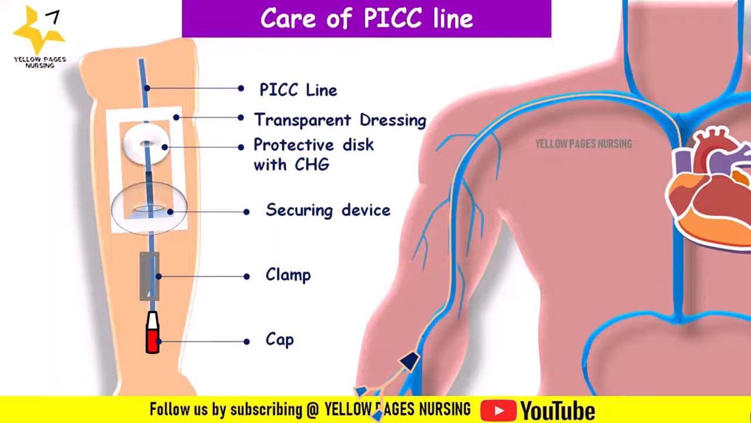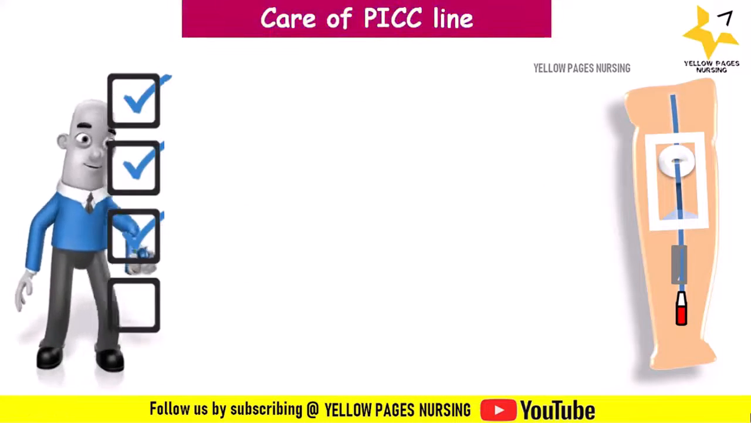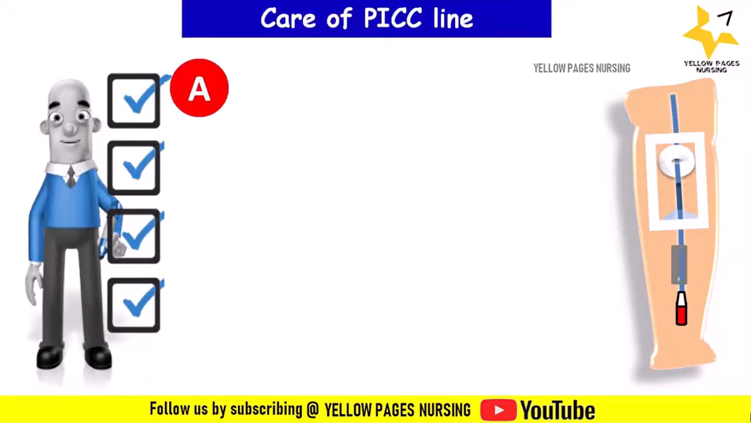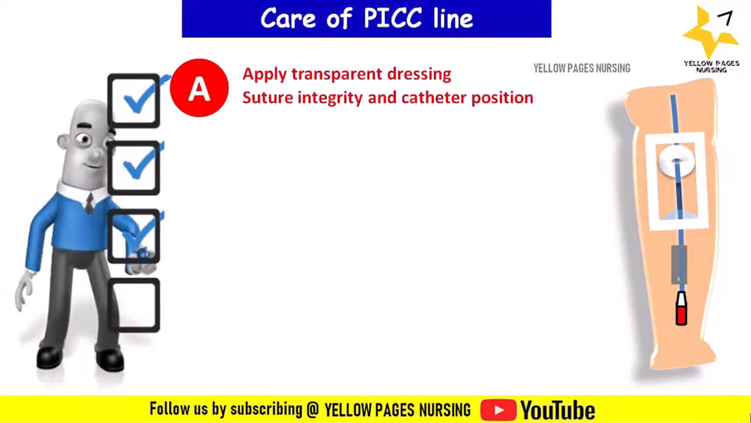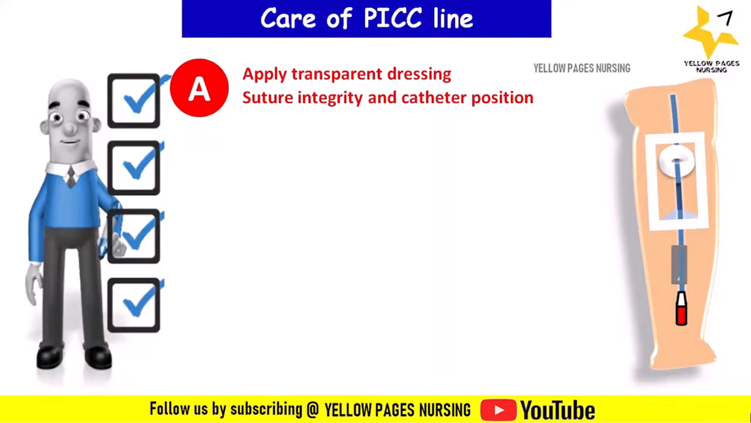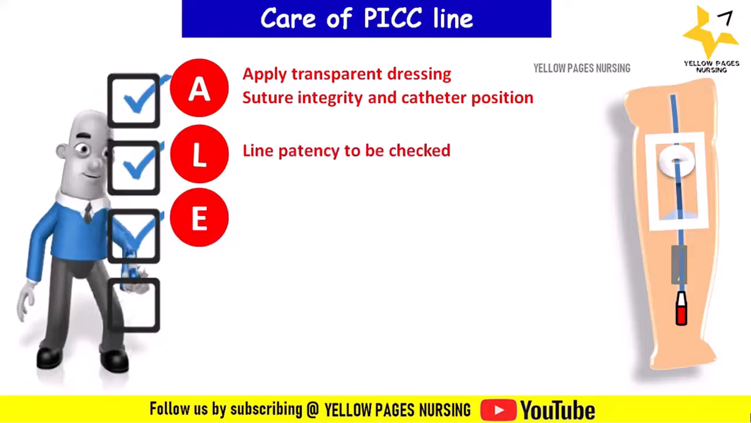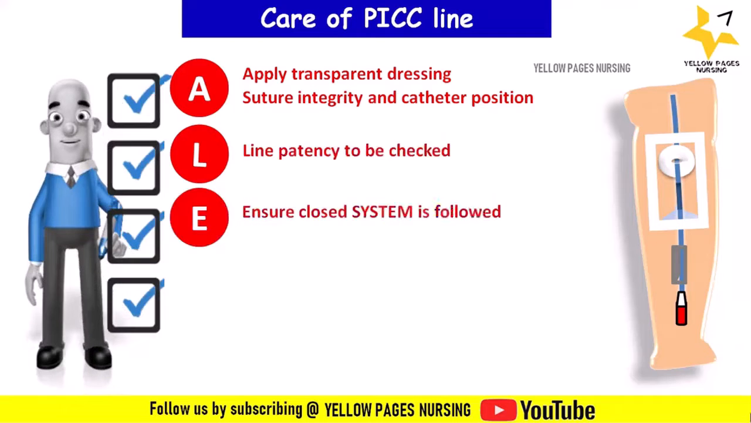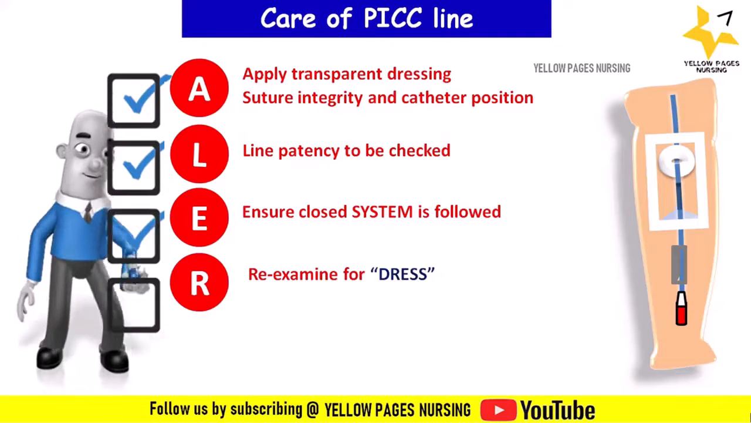Next comes care of PICC line. While taking care of a PICC line, remember the mnemonic ALERT, where A stands for applying transparent dressing and assess for suture integrity and catheter position. Next is L, line patency needs to be checked, or the patency of lumen should be checked. Next, E comes ensure closed system is followed always. And next, R stands for re-examine for DRESS.